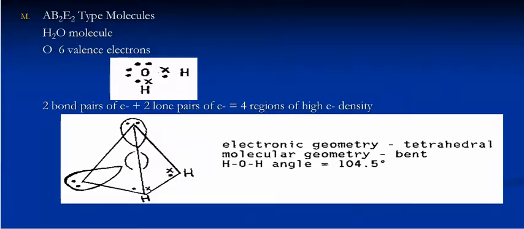AB2E2 type molecules, 2 bonds, 2 lone pairs, water, for example. Since there are lone pairs, electronic and molecular geometries are different. The molecular is bent, and the bond angle between the hydrogen and oxygens is 104.5.